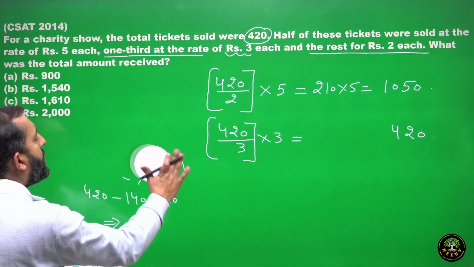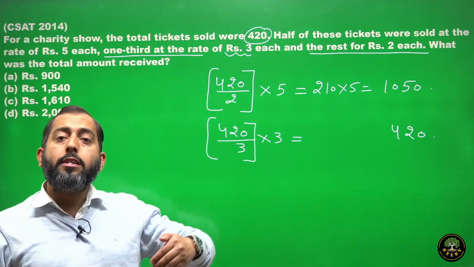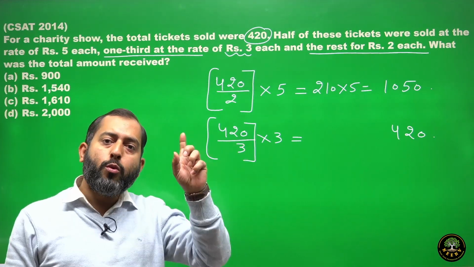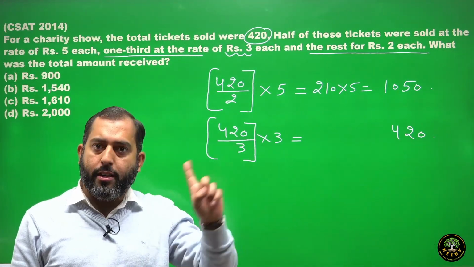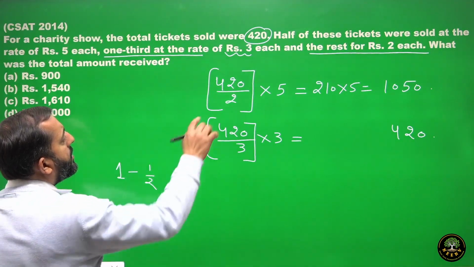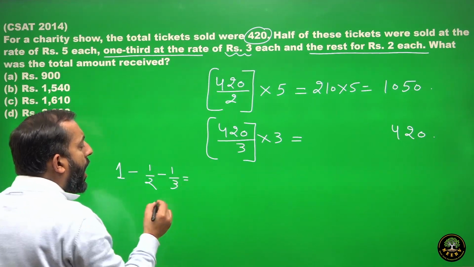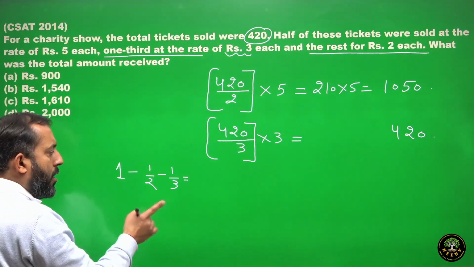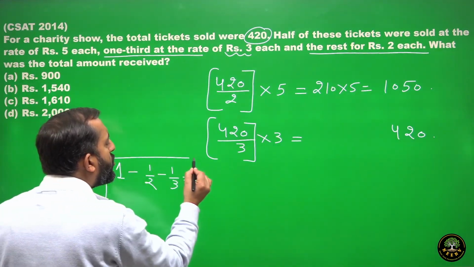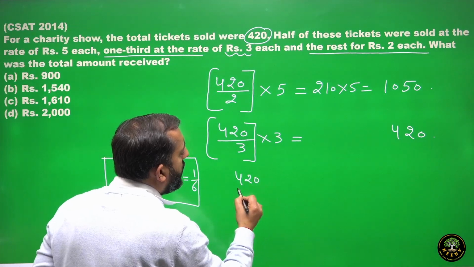Okay, what else can you do? See, in case of percentage, a number is 100% of itself, and in case of fraction, a number is only one of itself. So out of one, half of the tickets are gone already and 1/3 of the tickets are gone already. So what fraction is going to be left? If you solve this, it gives you 1/6. So 1/6 of the tickets will be left, which means 420 upon 6.